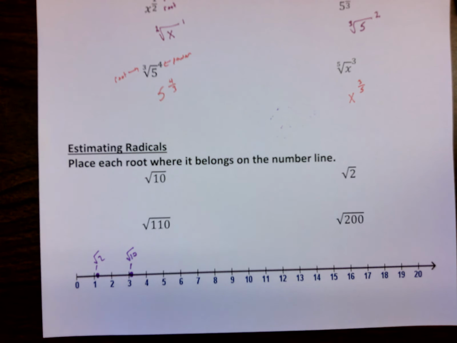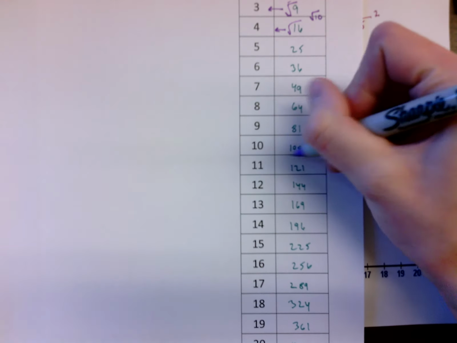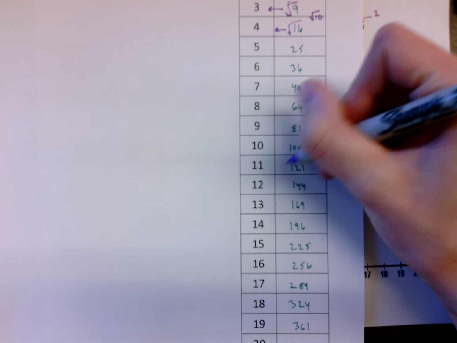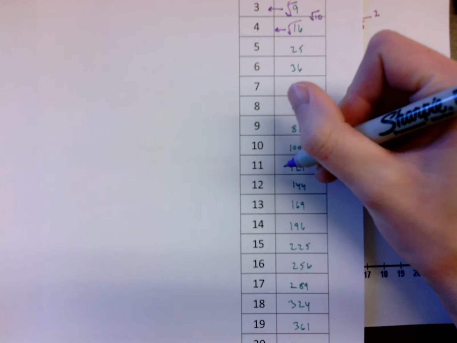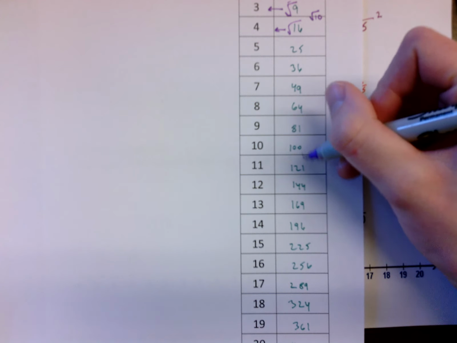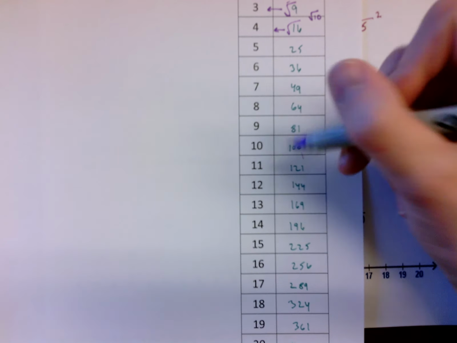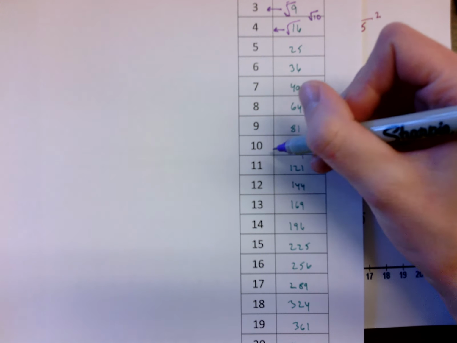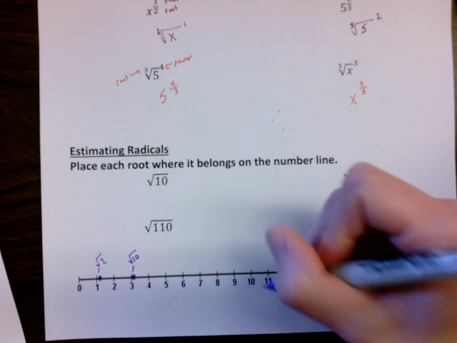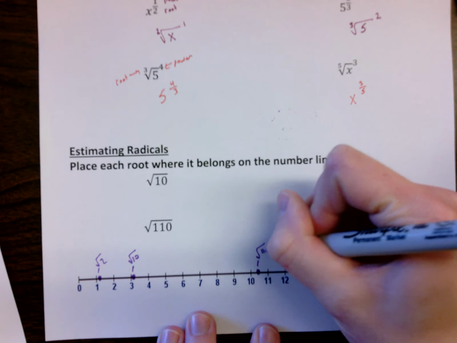All right, square root of 110. So I'm looking over here. Oh, here's the square root of 100. So the square root of 100 is 10, and the square root of 121 is 11. So 110 is going to be between those two numbers. It's about halfway between. So I'm going to put this on my number line between 10 and 11, about halfway between those two numbers. That's where the square root of 110 goes.